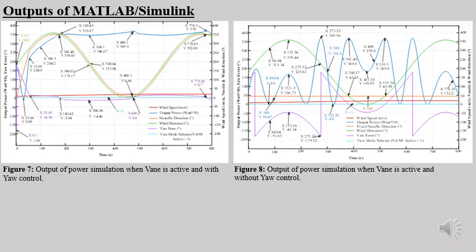So the overall comparison is very clear. With yaw control, the turbine maintains alignment and produces smooth, high and constant power. Without yaw control, the turbine relies on random wind alignment, causing large fluctuations and frequent power loss.